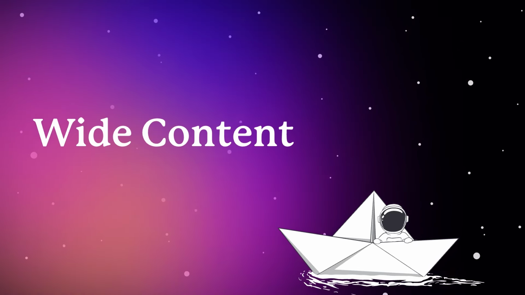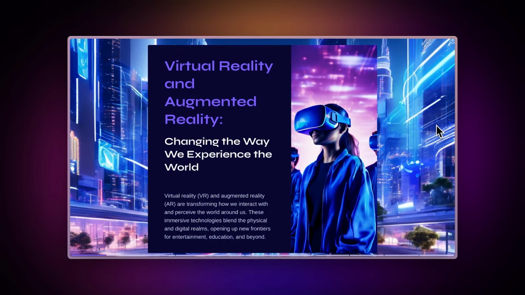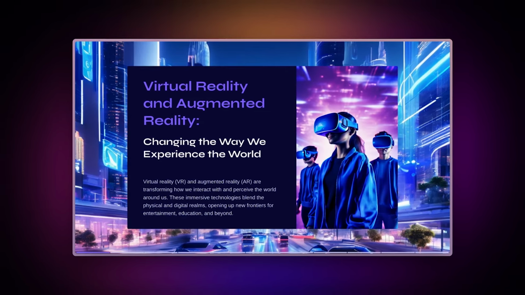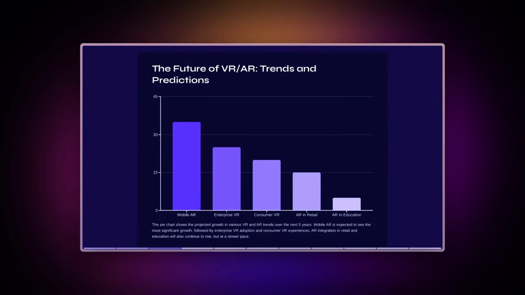Wide content. You can toggle this option to widen the content inside the card and reduce the margins, helping you maximize space usage. It's particularly useful for displaying visual content like charts, graphs, or images.